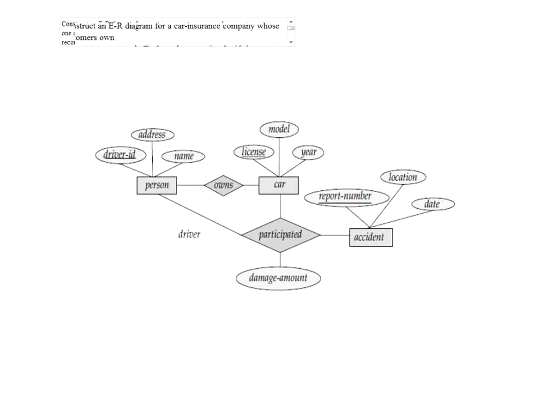So this is one of the solutions I found. Now for person, you have recorded name, address, and ID. For car, license, model, year. For accident, you are recording the report number, location, and date: on which date the accident occurred, what was the location, what was the report number.